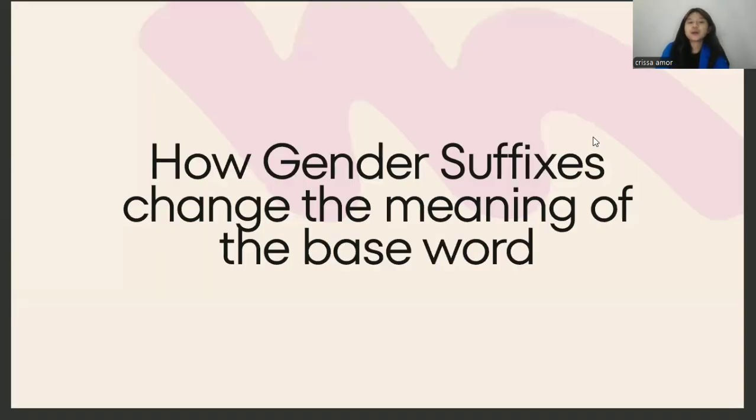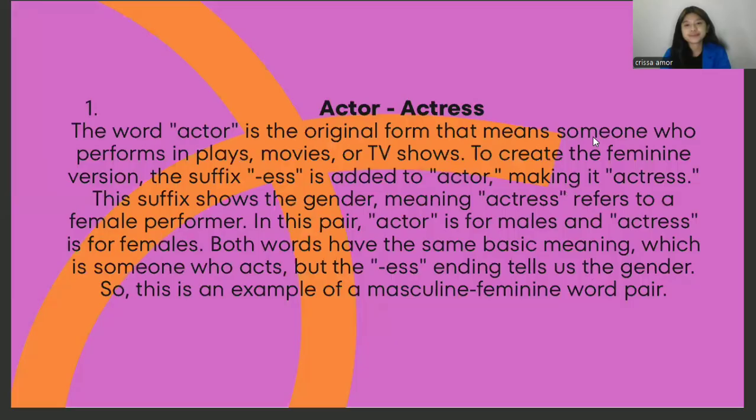So let's talk about how gender suffixes change the meaning of the base word. I have 5 examples, and let's talk about the first example. First example is actor and actress.